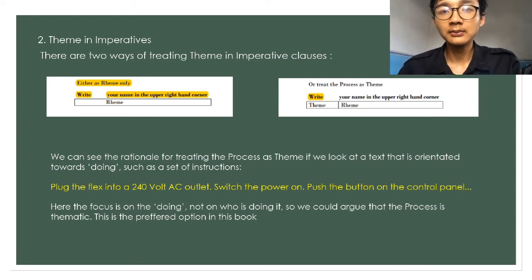On this occasion I will continue the rest of the explanation of theme and mood. Let's continue with theme and imperatives. I'm quite sure that you have heard about imperatives, but just in case you don't remember, I will explain it in a brief way.